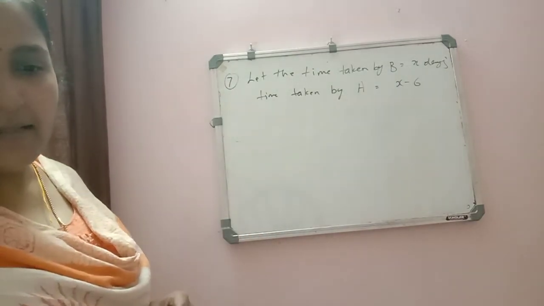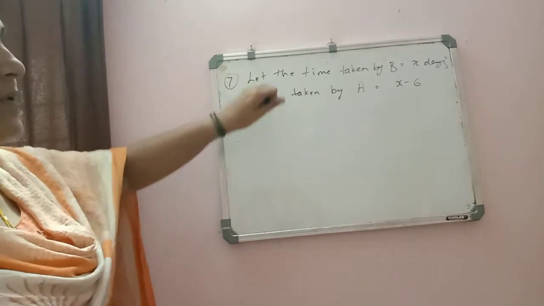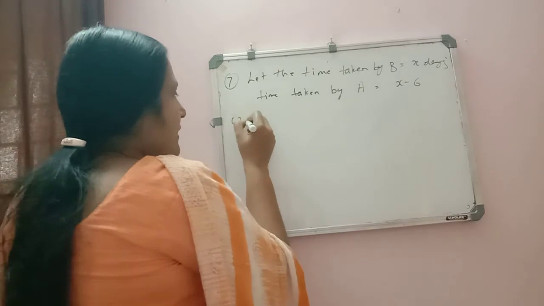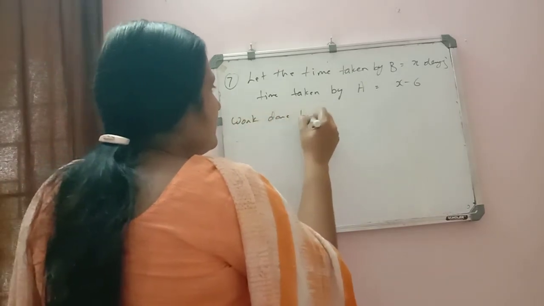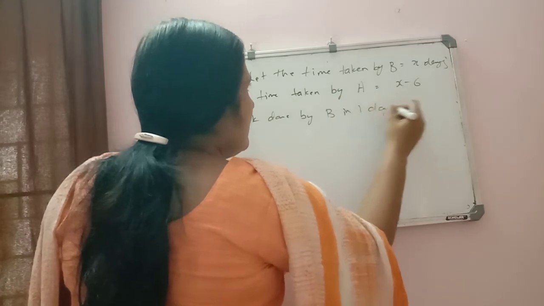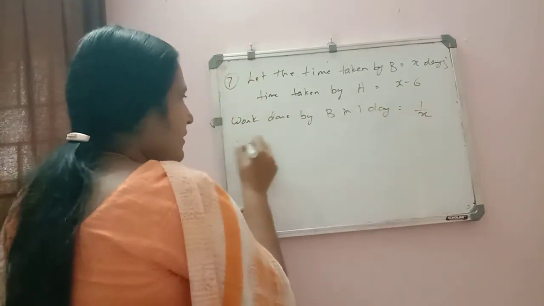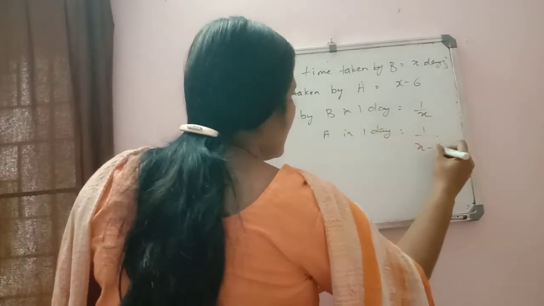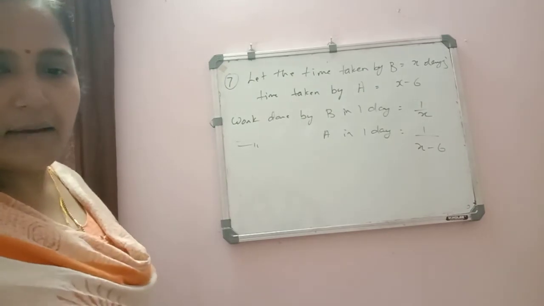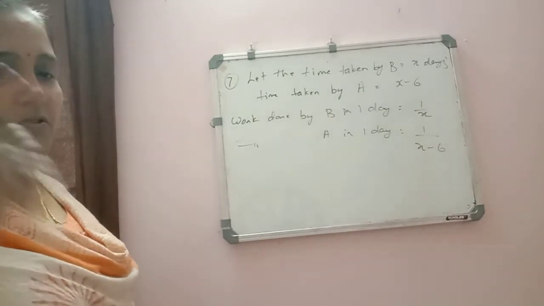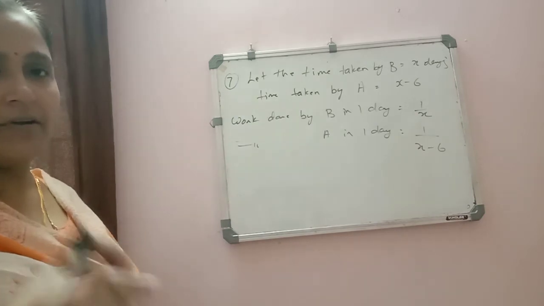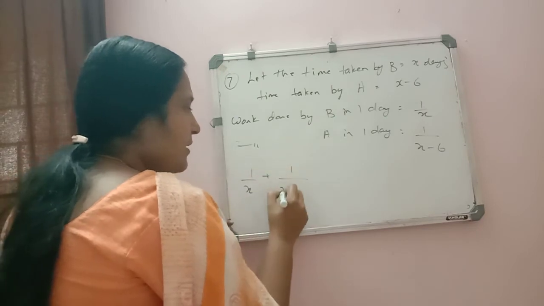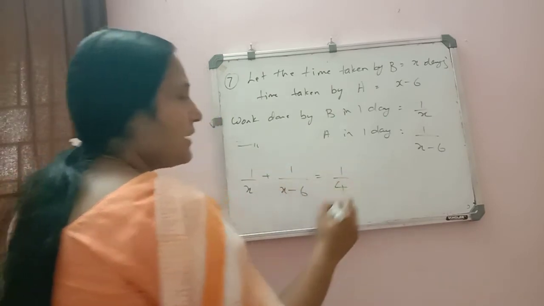If both A and B together can finish it in 4 days, again we will calculate the work done by them in 1 day. Work done by B in 1 day will be equal to 1 by X, and work done by A in 1 day will be equal to 1 by X minus 6. Together they are completing the work in 4 days, so work done by them in 1 day will be equal to 1 by 4. Now I am framing the equation directly: 1 by X plus 1 by X minus 6 is equal to 1 by 4.